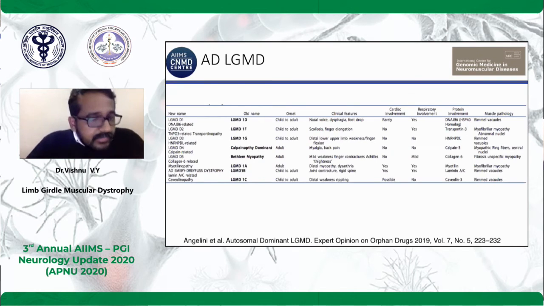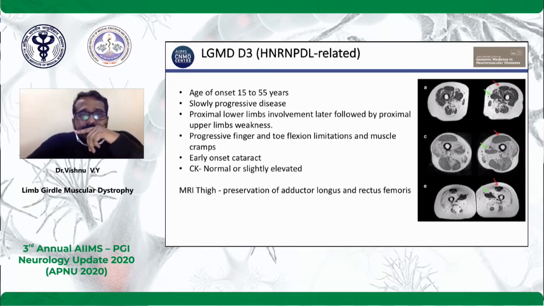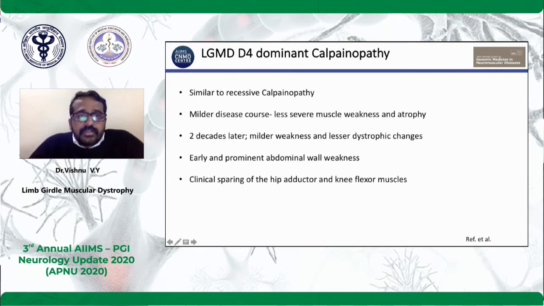So I have some 10 minutes more, so I will not go into details of each one. For example, in this one, just don't forget, this is LGMD3, a rare variant of an autosomal dominant LGMD, but look at that. In this particular case, adductor longus and rectus femoris are spared. We can see the sparing of the rectus femoris and adductor longus even in the end stage, when everything else is affected, these two muscles are spared. It gives a good clinical clue.